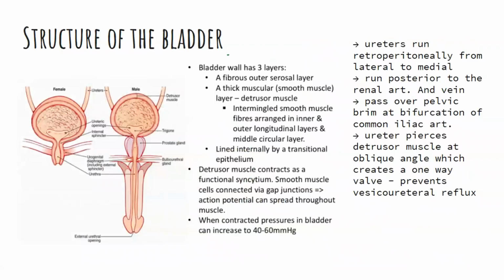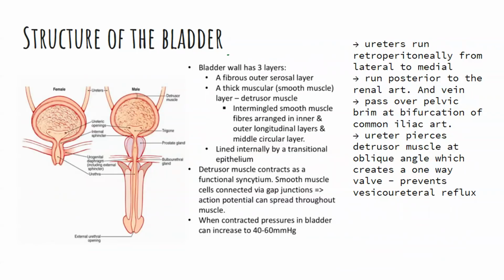I'm just going to quickly go over the bladder because this is important for disease. You've got three layers of the bladder. Importantly, the smooth muscle in the bladder is the detrusor muscle, and it's lined internally by transitional epithelium. It's transitional because the bladder obviously needs to expand and contract. The detrusor muscle acts as a functional syncytium, which means when it starts to contract, the entire bladder contracts as a whole. It does this histologically through gap junctions, and when contracted, the bladder can reach quite high pressures.